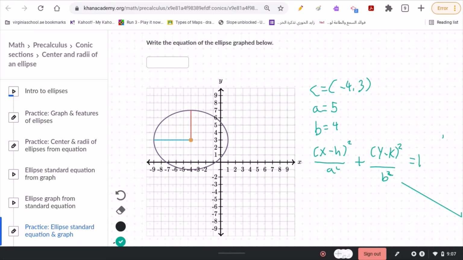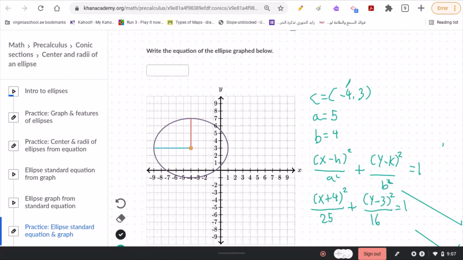So let's start plotting. We keep the x as it is and we swap the x coordinate sign, so it will be +4, over a squared, which is 5 multiplied by 5, which is 25, plus we open the brackets, y, we swap the sign, positive to negative, squared over b squared, which is 16, equals 1. And here we have our answer.